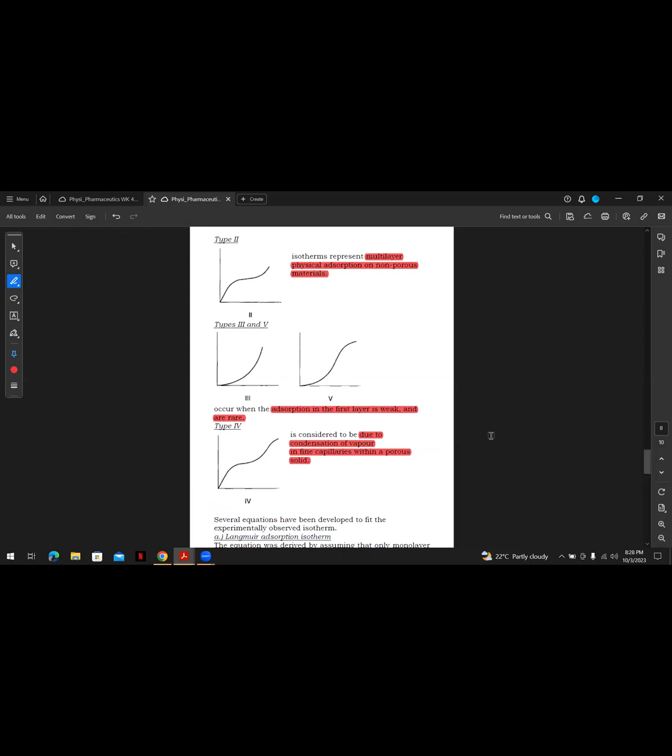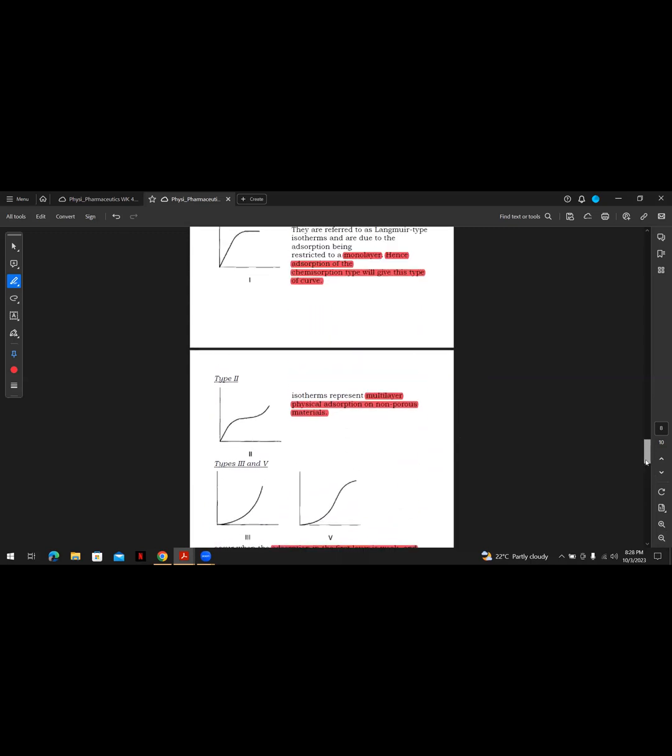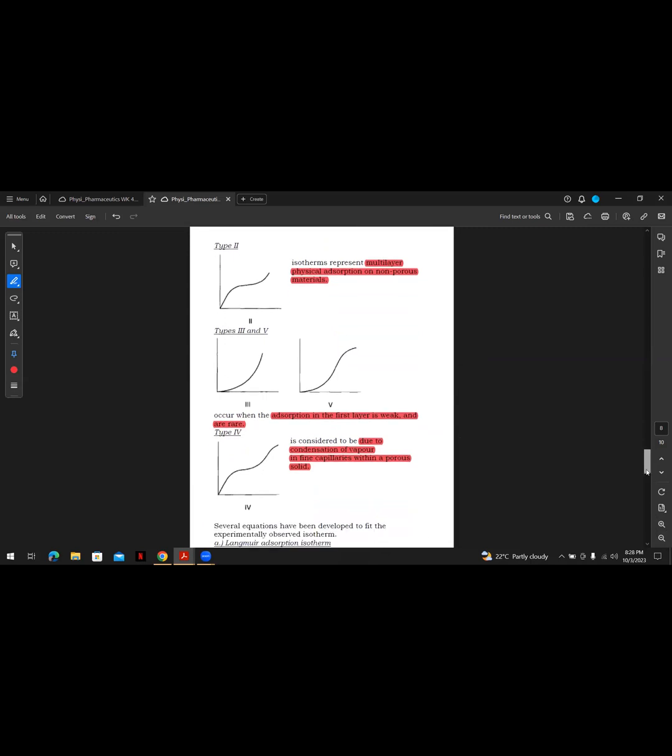Okay, so just let me summarize. The first one is rapid, forms a monolayer, and then it plateaus. The second one is a multi-layer, so it goes up, then it plateaus, then it goes up again. And then the third one and the fifth one occur when the absorption of the first layer is weak, and they're rare.